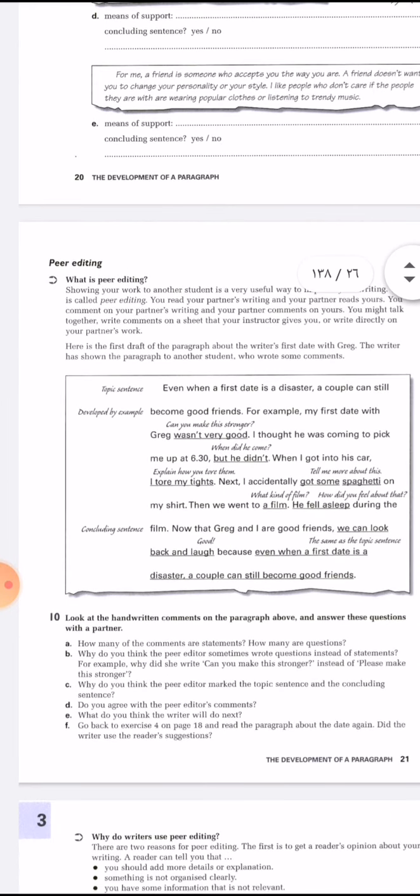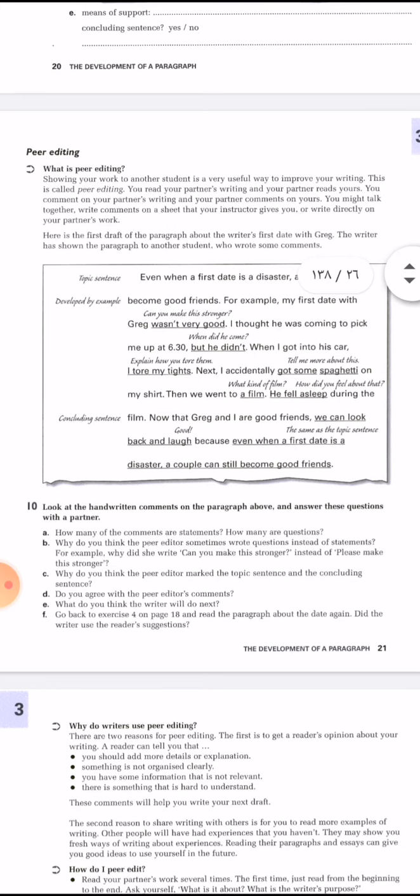Now we are moving to peer editing. Peer editing is showing your work or delivering your work to another student as a way to improve your writing. So peer editing يعني التنقيح الجماعي أو التنقيح عن طريق زميلك.